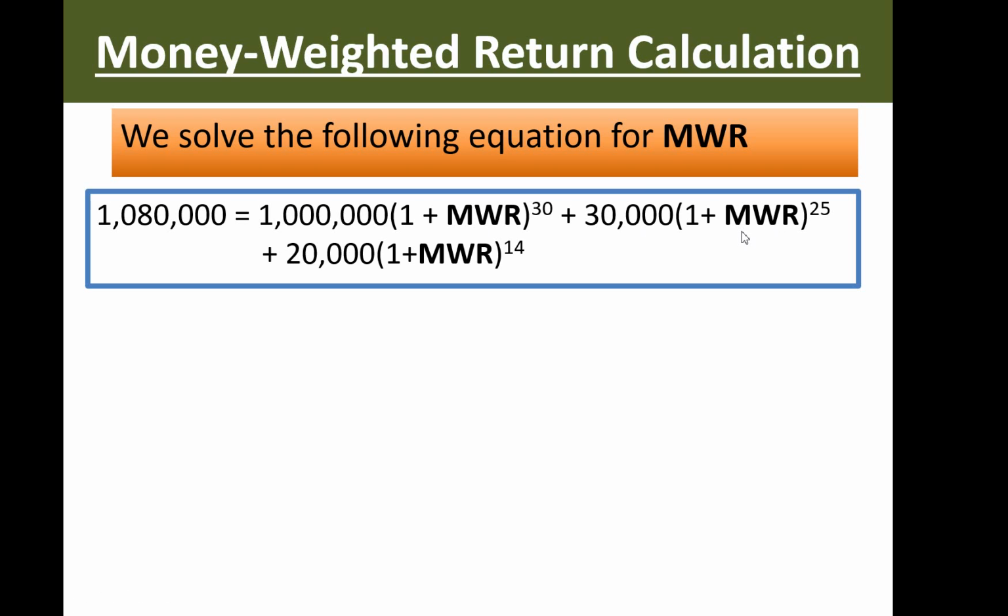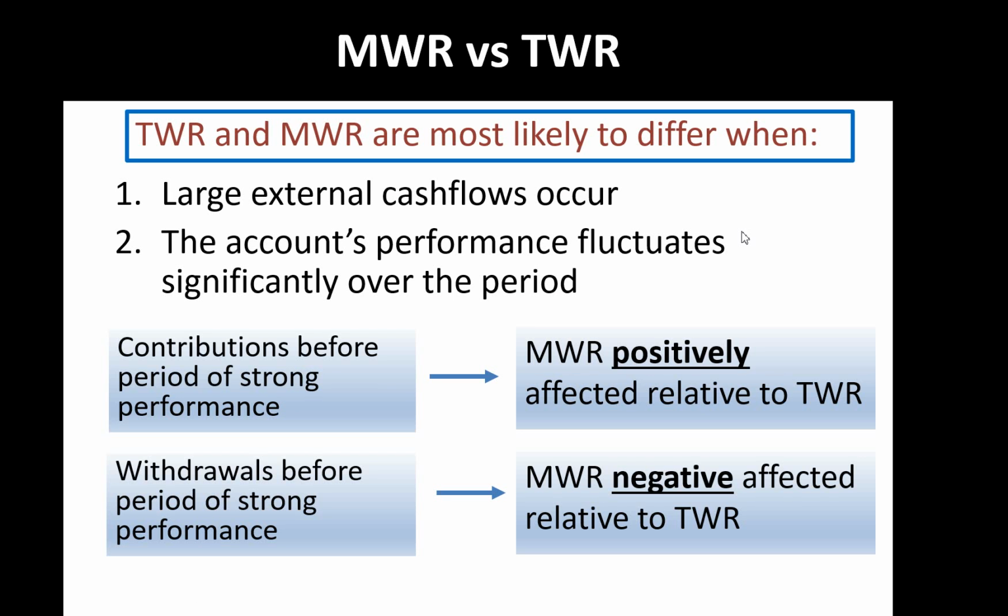Whereas time-weighted return is not affected by these external cash flows that occur. So when you have contributions to the fund before a period of strong performance, MWR would be positively affected relative to the time-weighted return. So it'll be a little bit higher. And conversely, if you have withdrawals occurring before a period of strong performance, the money-weighted return will be negatively affected relative to time-weighted return, due to similar reasoning.